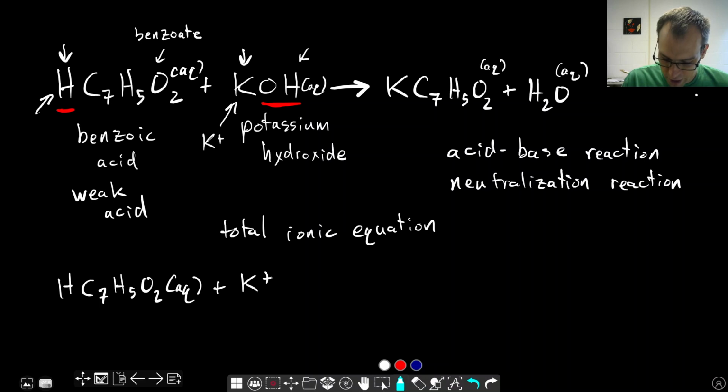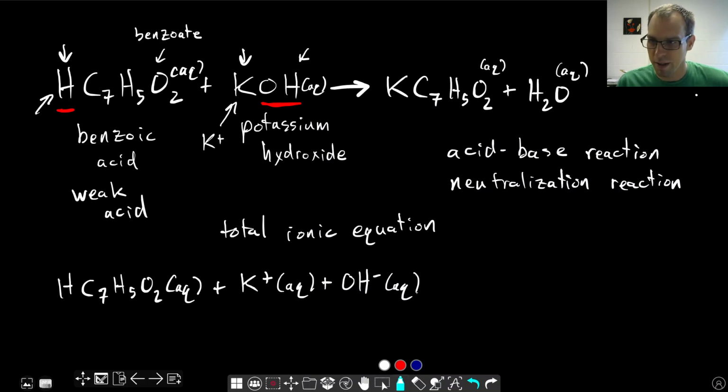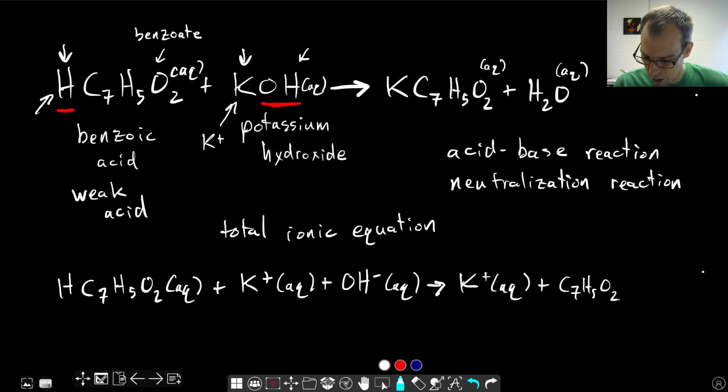On the other hand, potassium hydroxide, since this is a strong base, completely dissociates into K plus and OH minus ions. Now, on the right-hand side of the equation, potassium and benzoate, this is not an acid or a base really, but this will form separate ions, and we'll get more into this at the end of this chapter about knowing whether these will form ions or not. And then water, that should be a liquid, not an aqueous, is our other product.